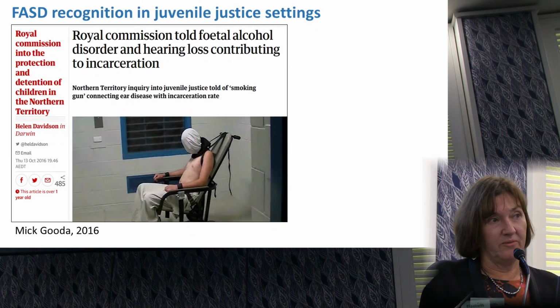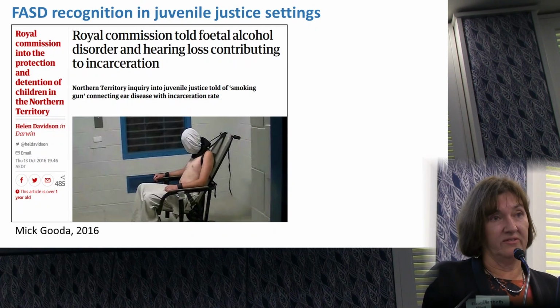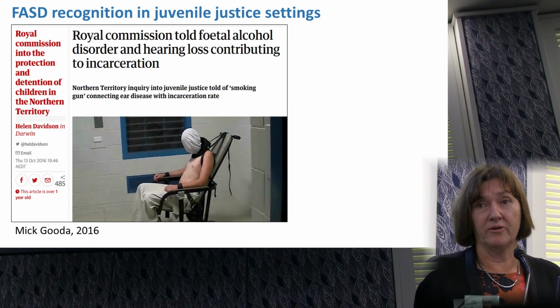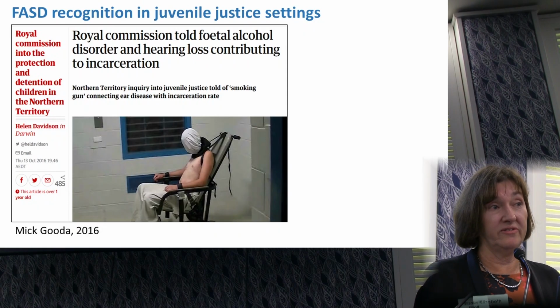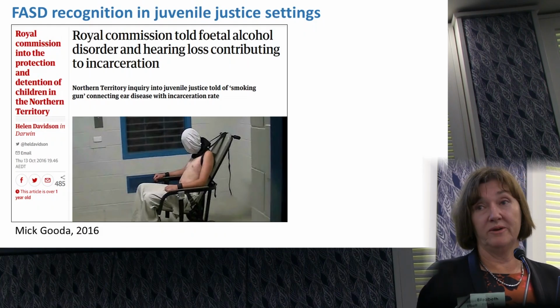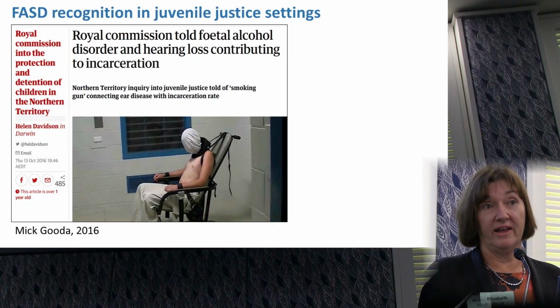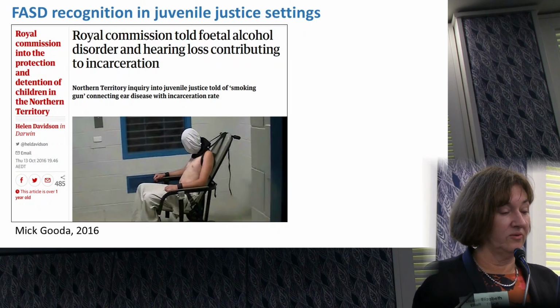Now, FASD has been recognised in juvenile justice settings, and many of you will remember that dreadful program that revealed the treatment of children in the Northern Territory in the Don Dale Detention Centre, and this sparked a royal commission of inquiry into the treatment of children in the Northern Territory. And sadly, that inquiry really hasn't been implemented yet. So we've had inquiries and we've had royal commissions, and no one has acted on those findings.